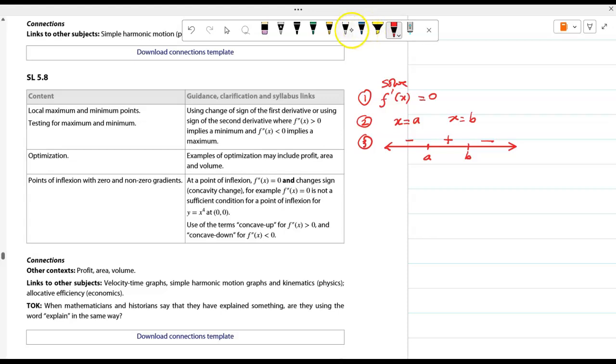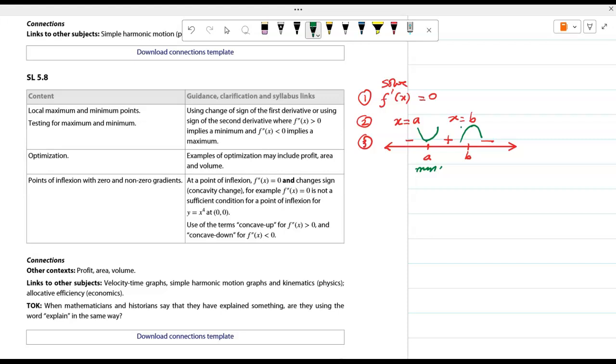Now if it's minus to plus, remember minus means it's decreasing, plus means it's increasing. So that means a minimum. If it goes from minus to plus, it's a minimum. So there's a minimum at x is equal to a. And there's a maximum, where it's increasing and then decreasing. So that's the maximum. But for the maximum value, you put this x back in the original function and you'll get the y value. That's your maximum or minimum value.